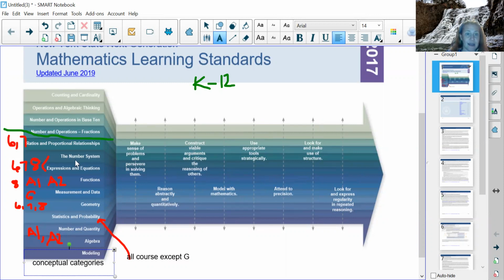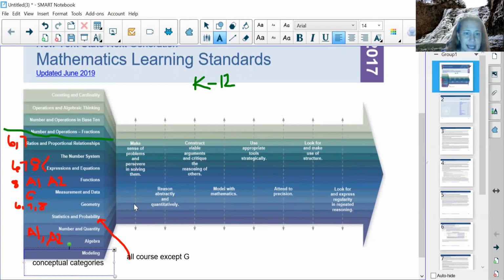So anyway, these are skill-based standards, or these contain skill-based standards, okay? So we have two different things. We have our process standards and our content standards, okay? So on the left-hand side, this relates to content.